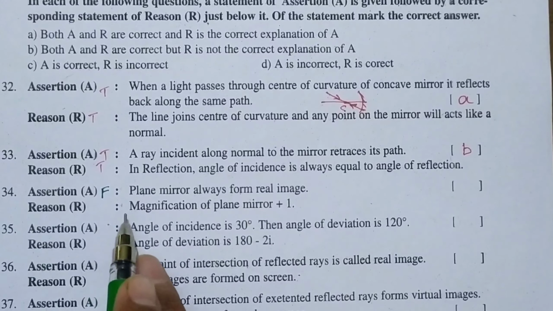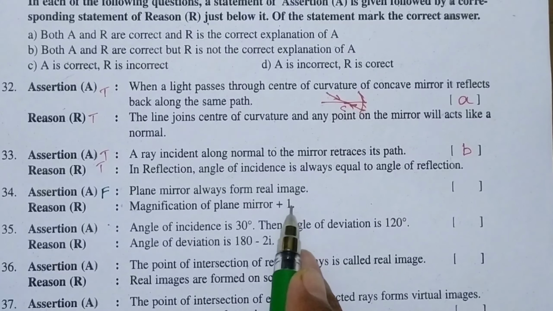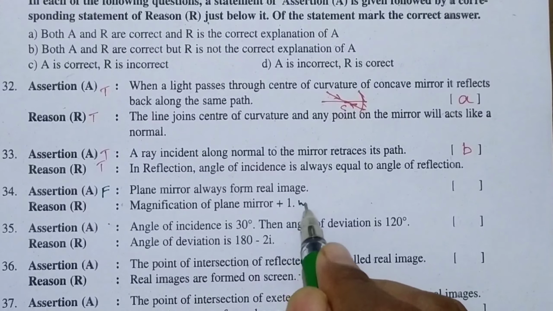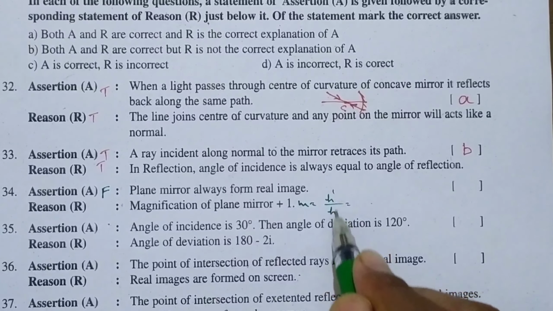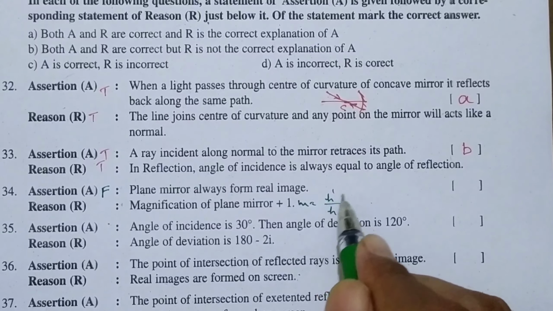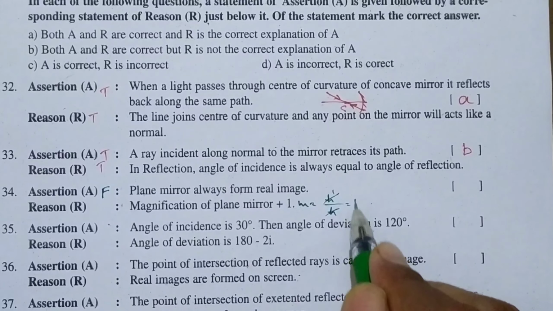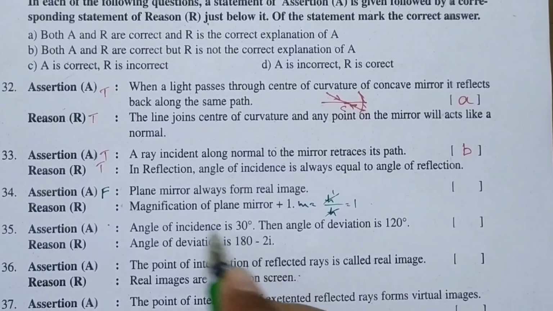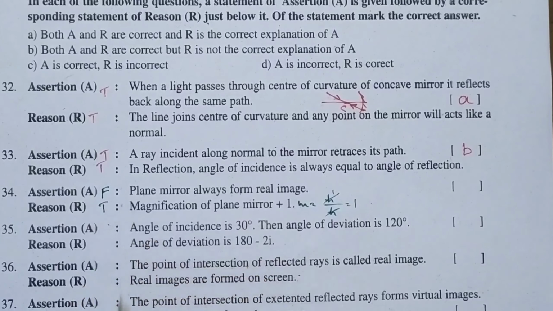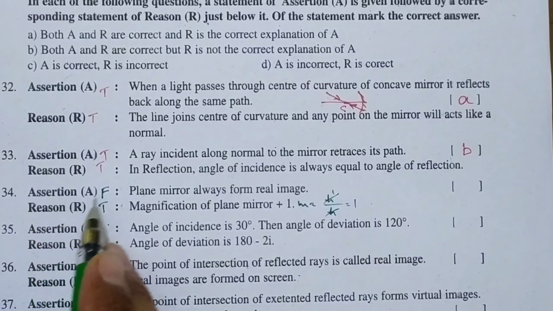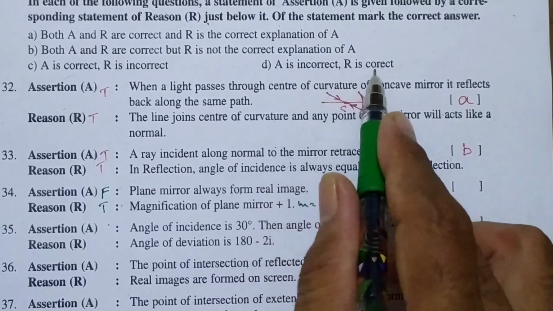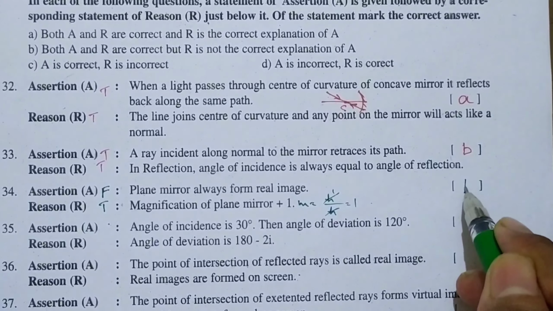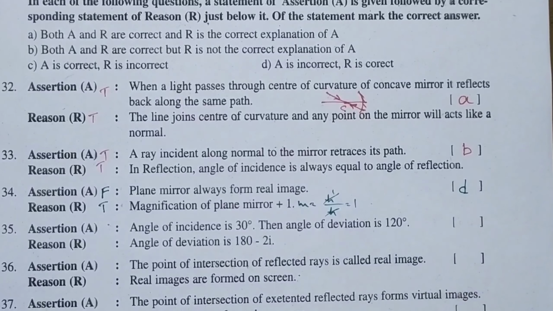Now second one is, magnification of plane mirror is 1. This is true because here magnification is always h dash by h. Since the size of the image and the size of the object are the same, they can be cancelled, you get magnification of +1. So this is true. Now here you see for 34th one, A is false and R is true. That means A is incorrect, R is correct. So option D is the right answer for this question 34.